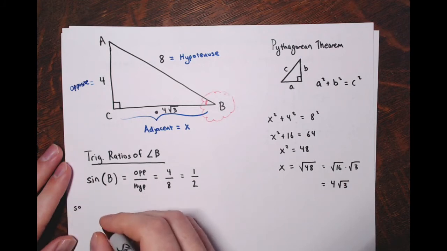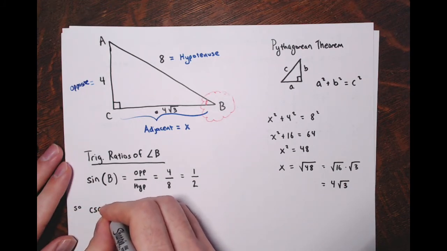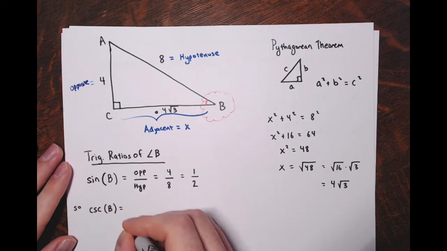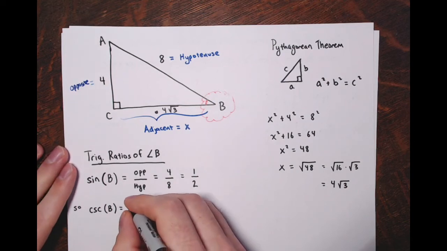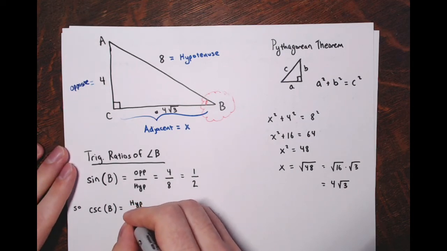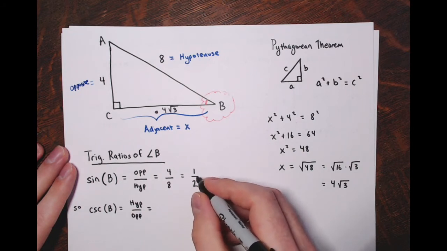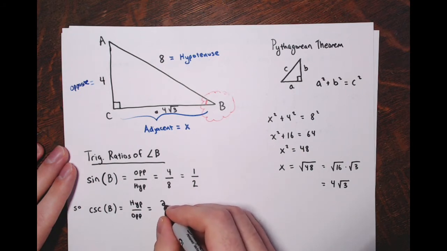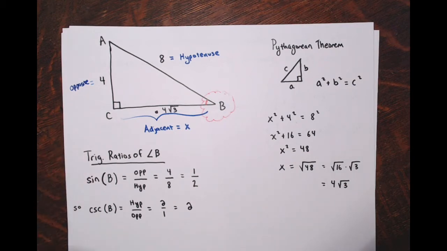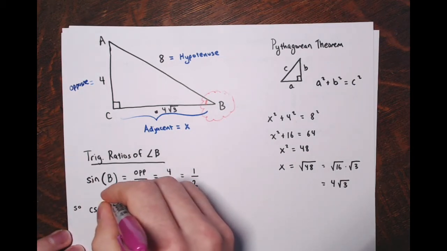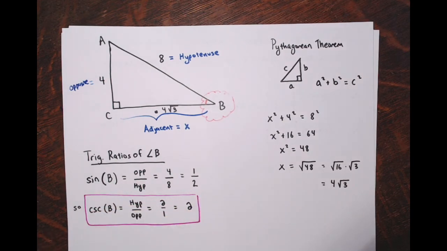So that means the cosecant of angle B, right? Remember these are the reciprocals, sine and cosecant. That's hypotenuse over opposite, which is just, instead of 1/2, 2/1, right? Or just 2. Right? So this is one answer, right? They did ask me for the cosecant in the problem, so that's one answer.